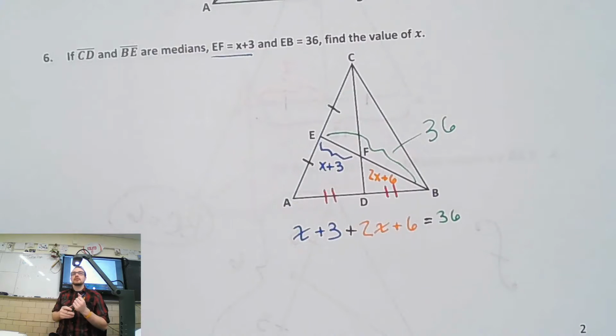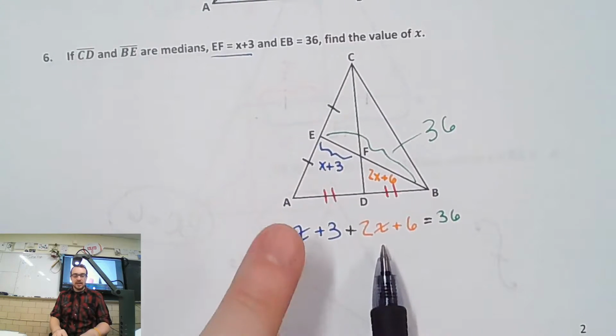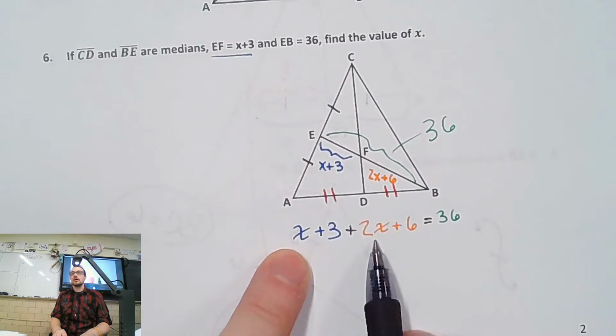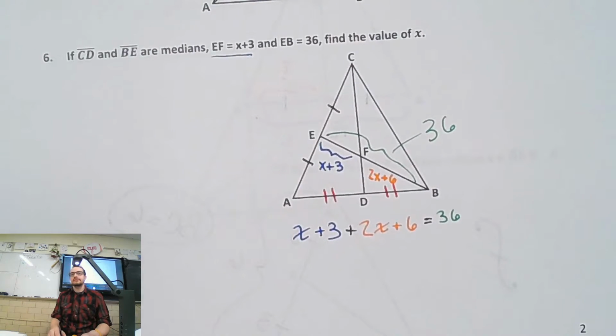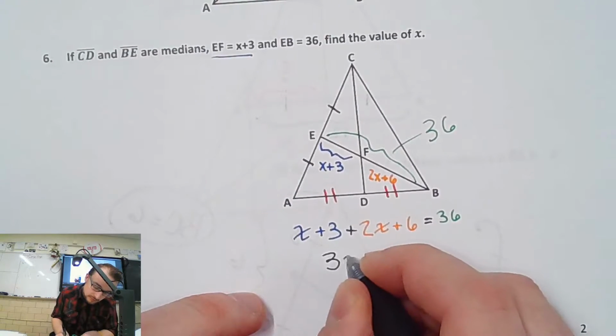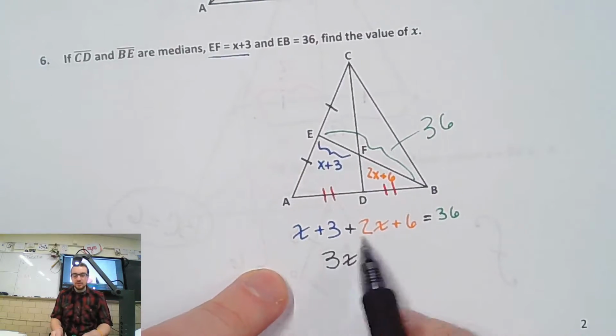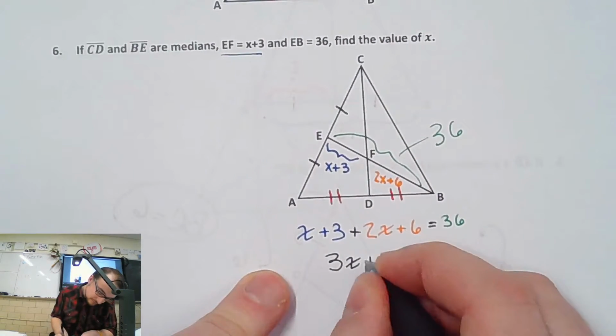All right. So now they're on the same side. So we have x and we're adding 2x. That's the same as just what? X and 2x is the same as what? 1x and 2x is the same as? 3x, right? And 3 plus 6 is the same as? 9.